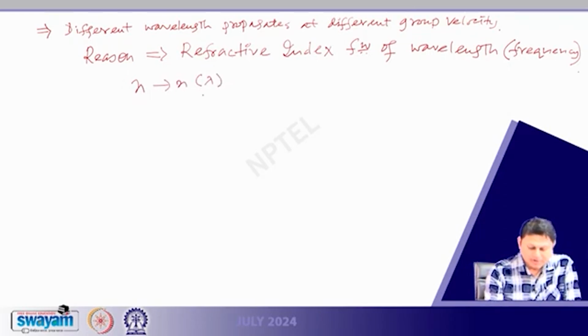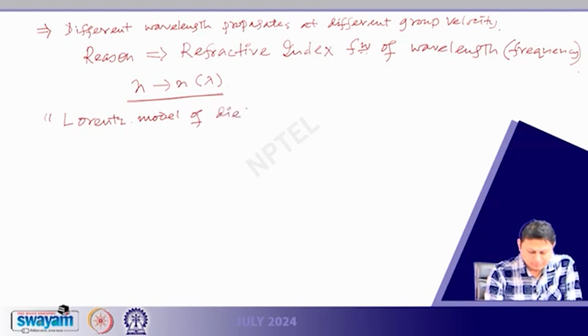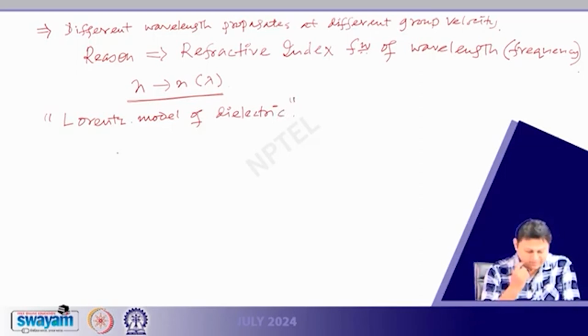Now we are going to find out how n is a function of lambda. Why is n a function of lambda? To understand that, we need to understand the Lorentz model of dielectric. So what is that?